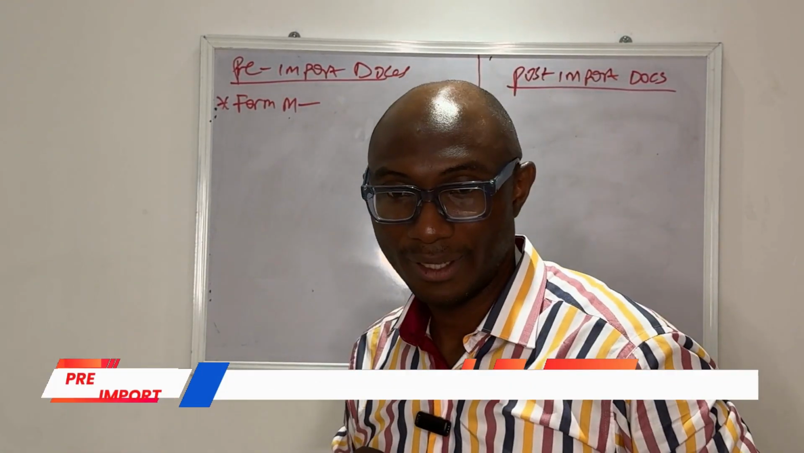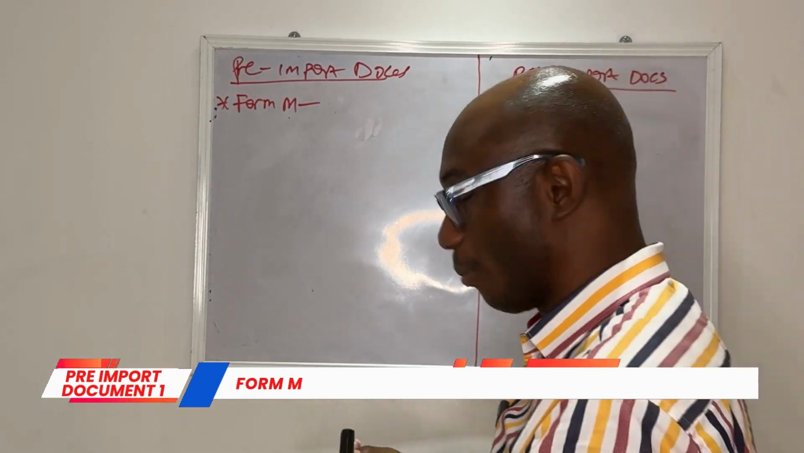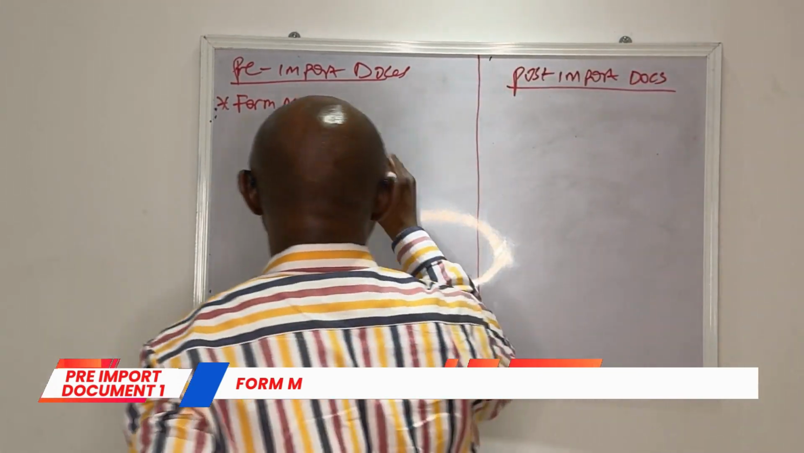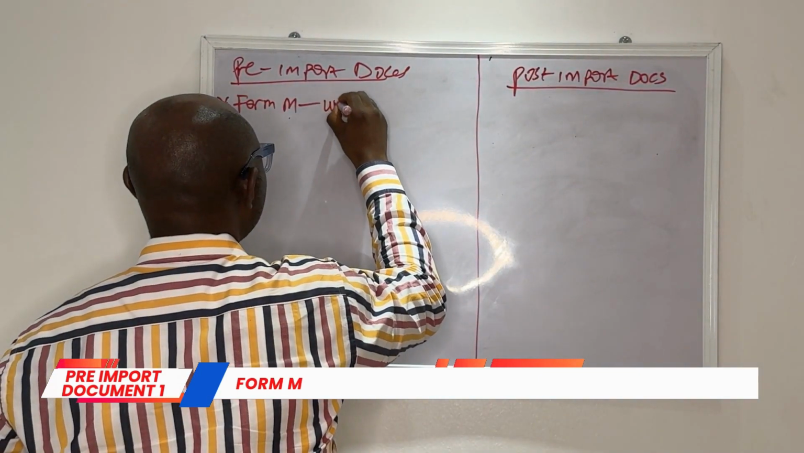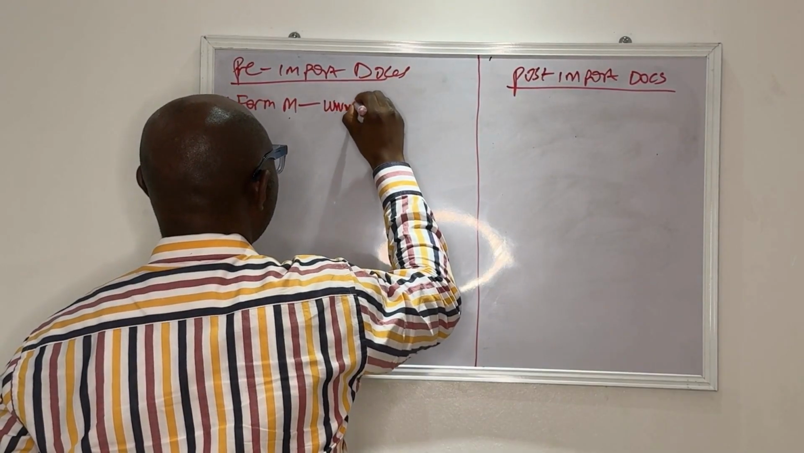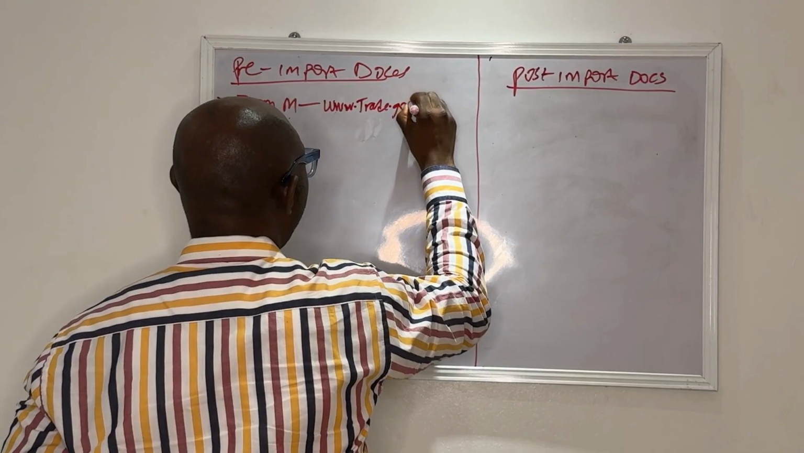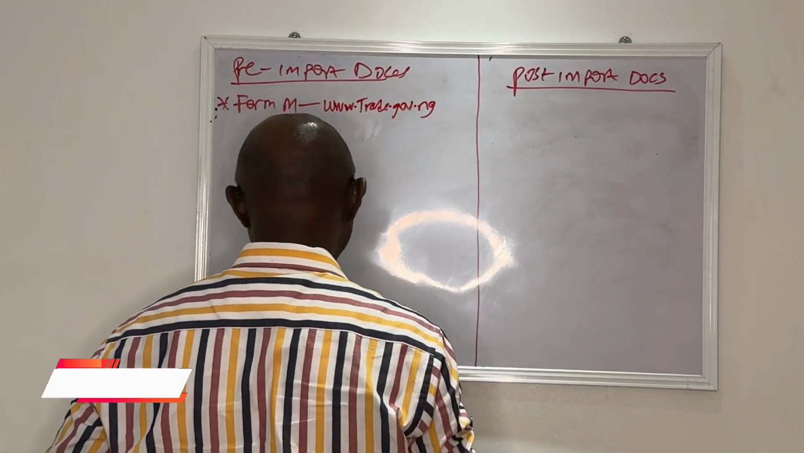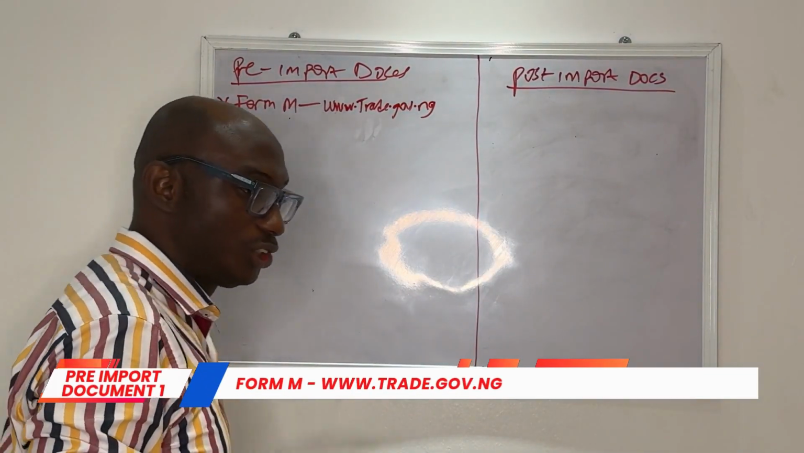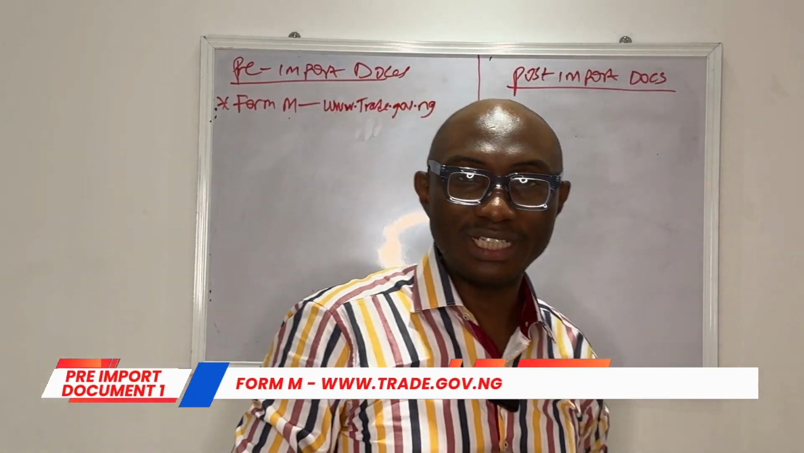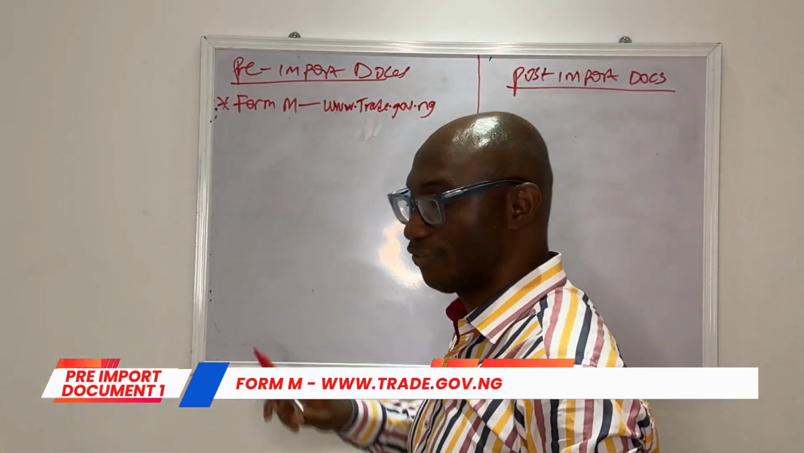Form M, the application form. Where do you get this form? You get it on a customs website called www.trade.gov.ng. It is on trade.gov.ng that you are going to fill this form.